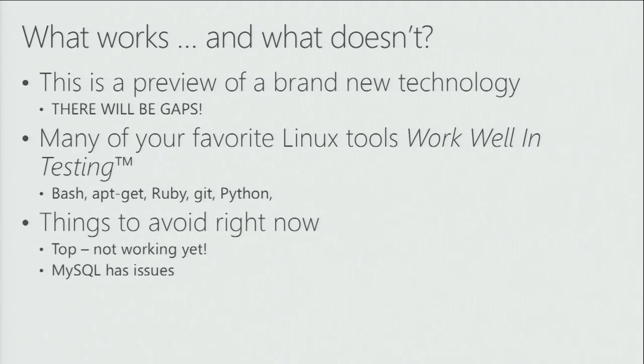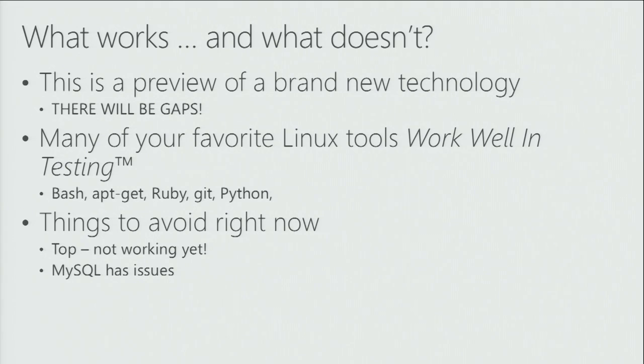Cool. So the things that we've been testing a lot on are the core utils, Bash. We've been testing a lot with apt-get. We've been testing a lot with Ruby. We do know that a lot of the Ruby gems right now aren't working. We are working on that. We are trying to make sure that everything works. Python, Git, all that good stuff.